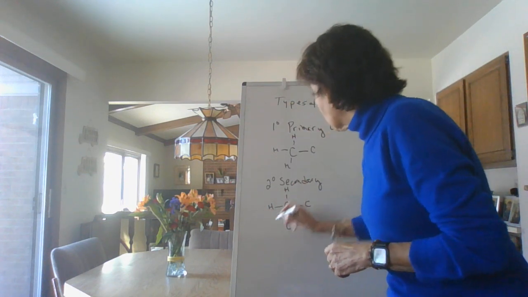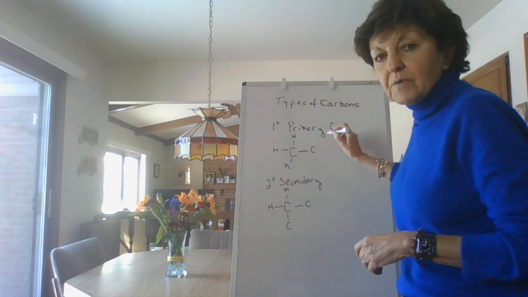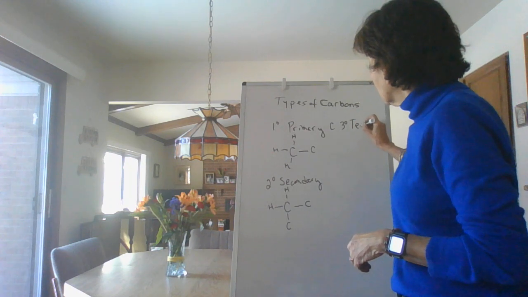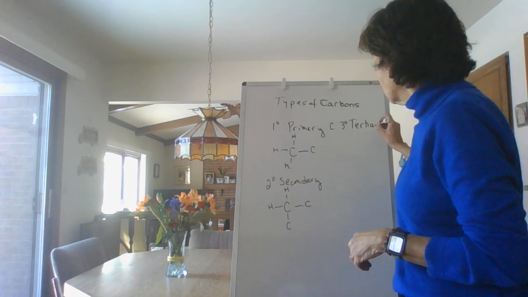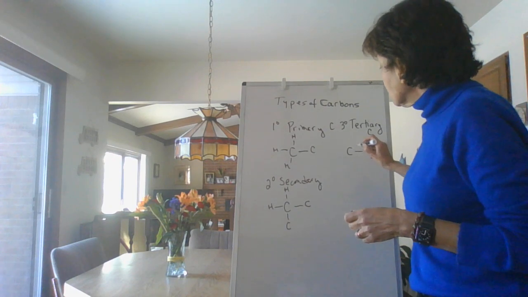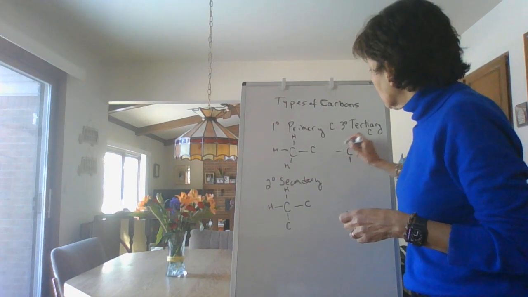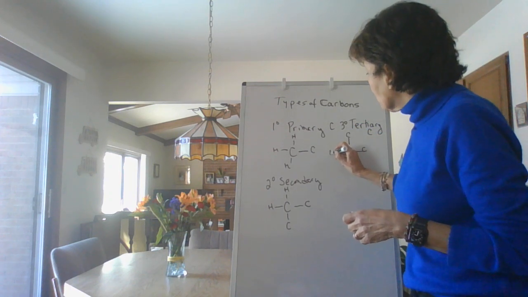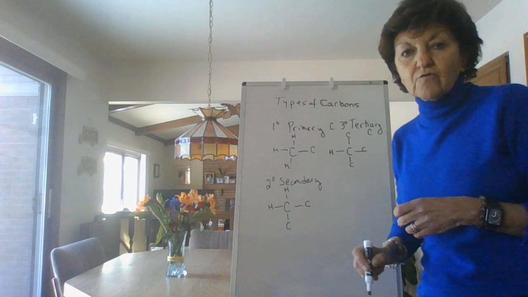A tertiary carbon, let me go ahead and put it up here. A tertiary carbon, out of the four bonds, you can already see the pattern here. Three of the bonds are connected to carbons, and then one of the bonds has a hydrogen.